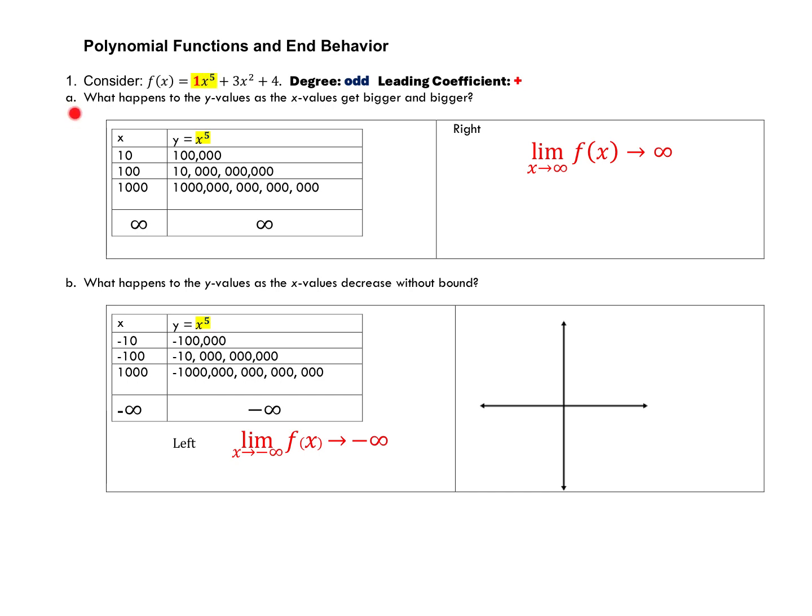Now let's consider the first question. What happens to the y values as the x values get bigger and bigger? I look at the values of x as they increase, and the y values increase. And you can see I just consider the first term because it will tell me what's going to happen, because it has the most impact.